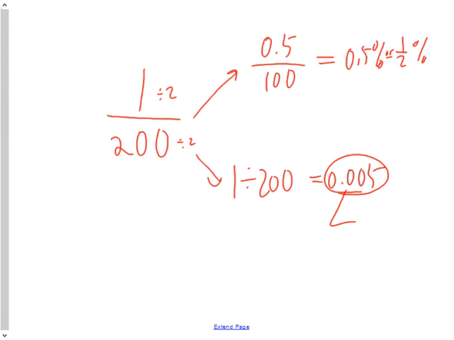And what is this as a fraction? Well, it's 5 thousandths, which is equal to 0.5 out of 100, which is equal to 0.5%. Two different ways to think about it. Obviously, the easier way is probably just writing it as an equivalent fraction of 100, but both methods do indeed work.